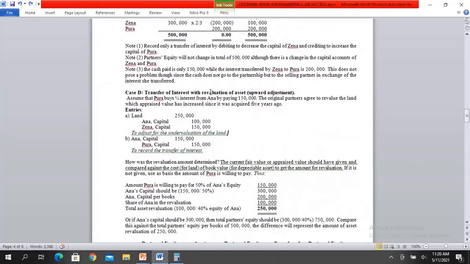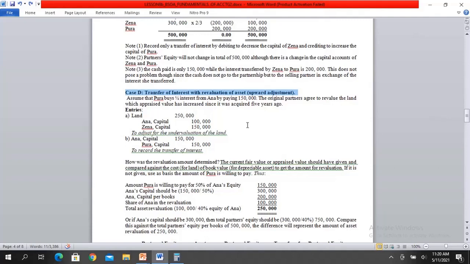Sabi dyan, transfer of interest with revaluation of asset upward adjustment. So, revaluation of asset, sabi nga natin, i-revalue natin yung asset. Like for example, yung land, kinontribute niya yun nung 5 years ago na 300,000, ngayon ay 500,000 na yung amount niya. So, i-revalue natin yung asset. Dapat naka-record na siya ng 500,000, hindi 300,000.